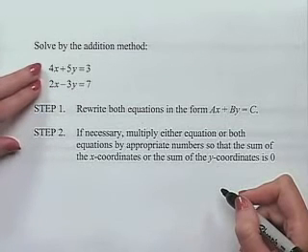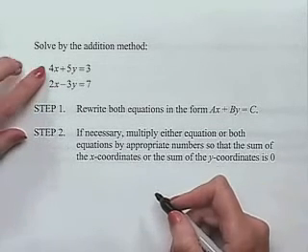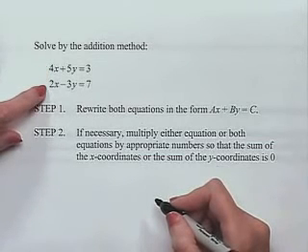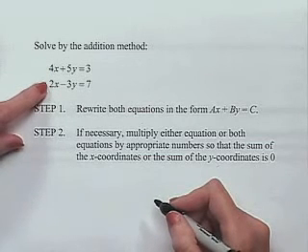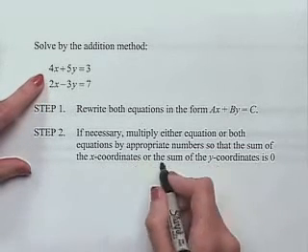However, if we do a little bit of manipulation, we can make that happen. Let's just look at our x-coordinates. We have 4x in our first equation, and we have positive 2x in our second equation. I was anticipating my next step. I'm going to multiply the second equation by negative 2 in order to accomplish what's being requested here.